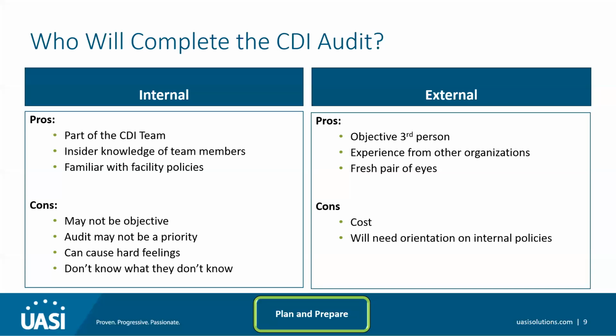It's always nice to have a fresh pair of eyes on your records, and you should expect a vendor to be aware of code updates and the latest and greatest processes so that they can help your organization achieve that as well. And of course, there are always cons with this. Number one being there's a cost, right? And you want to make sure that the vendor does know your internal policies, because you don't want the vendor to review something that's not a guideline you follow at your hospital.